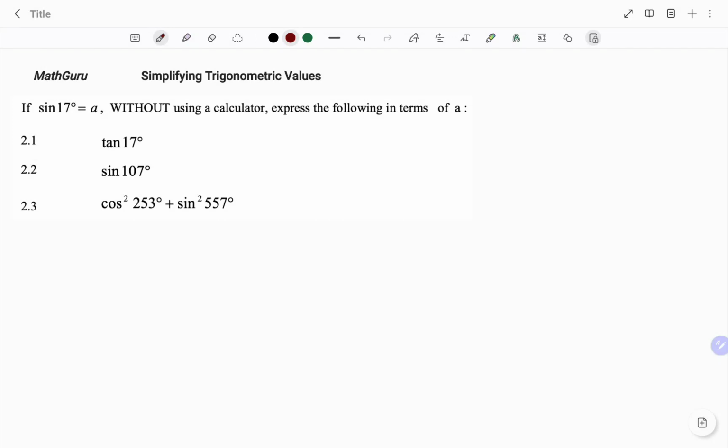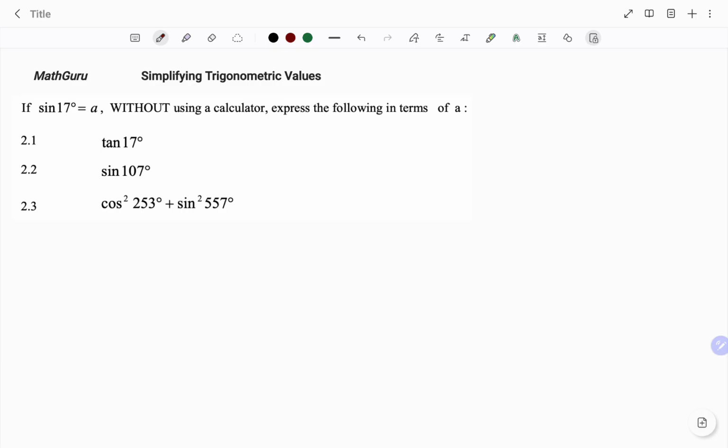In this video, I'm going to show you how to simplify the following trigonometric values. We have: if sine 17 degrees is equal to A, without using a calculator, express the following in terms of A. 1, tan 17; 2, sine 107 degrees; and 3, cos squared 253 degrees plus sine squared 557 degrees. I'm going to start with the first statement, which says sine 17 degrees is equal to A.